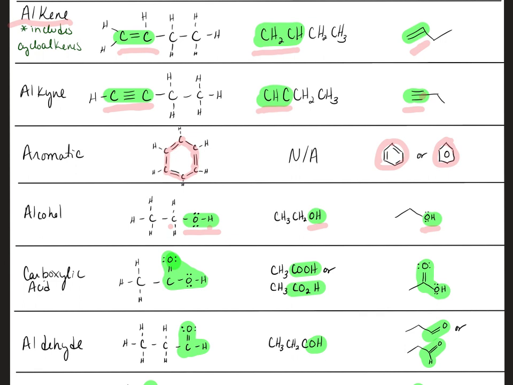Now, if you add another oxygen to the carbon that's attached to the OH, so see, now we have an O that's going up. We call that a carboxylic acid.